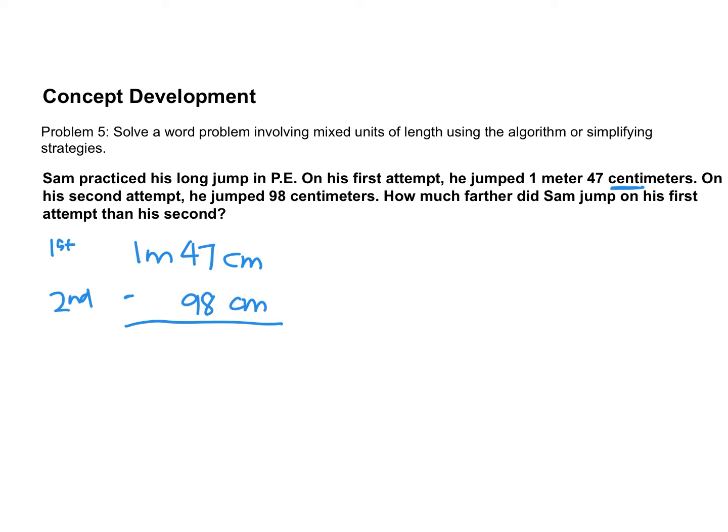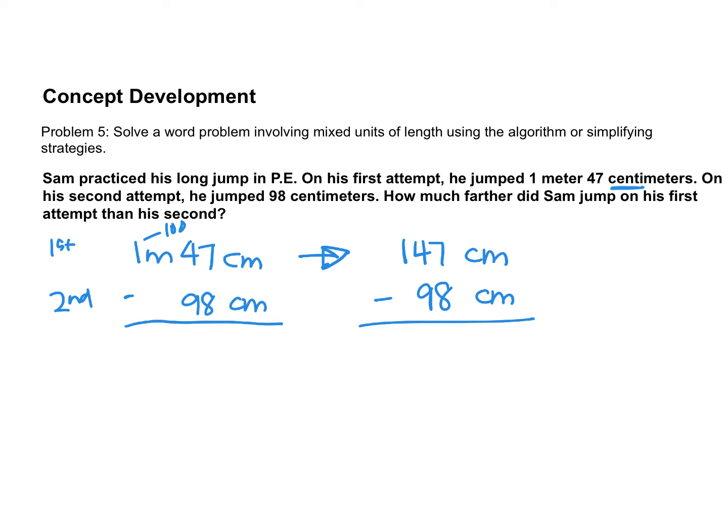Remember that that's similar to cent, which is 100 in Spanish, I believe. And I'm probably saying that wrong. But so we're going to convert this. Instead of saying 1 meter, 47 centimeters, we can turn 1 meter into 100 centimeters. So this could become 100. And then we have 147 centimeters because we added those together. And now we can easily subtract 98 centimeters because we've converted that.